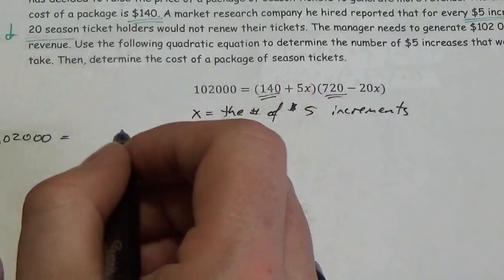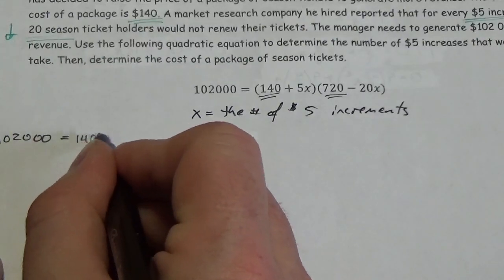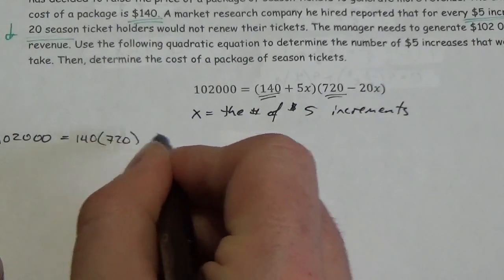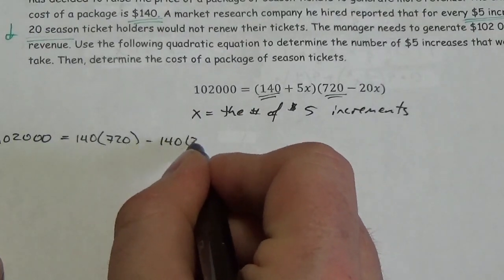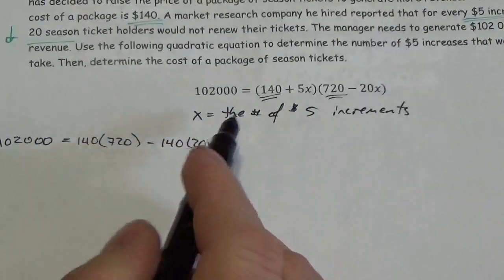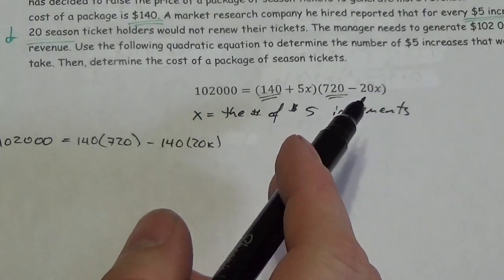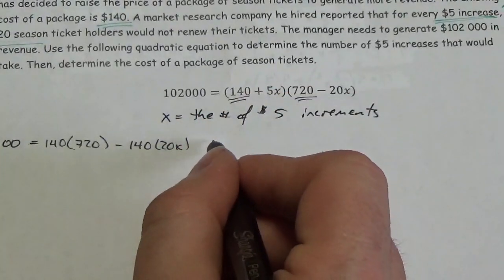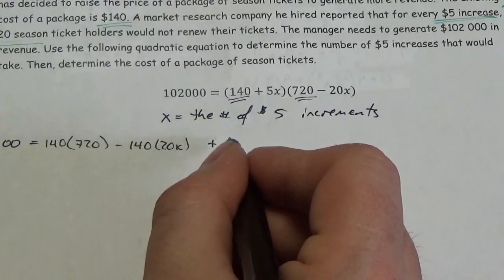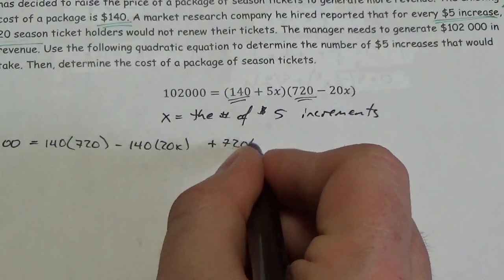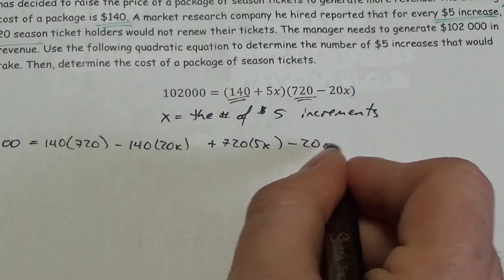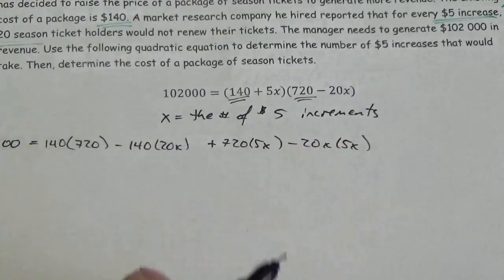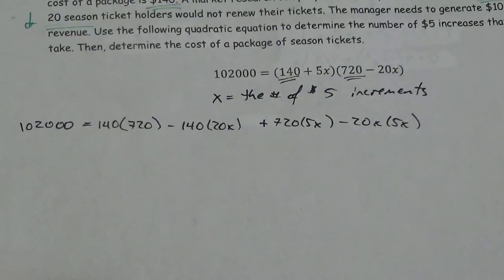So I'm going to distribute the 140 through, so it'll be 140 multiplied by 720. And then this will be minus 140 times 20x. So I've just distributed the 140 to both of the terms in the second binomial. Plus, now I'm going to distribute the 5x. So it'll be 720 times 5x minus 20x times 5x. Okay, so there we go.